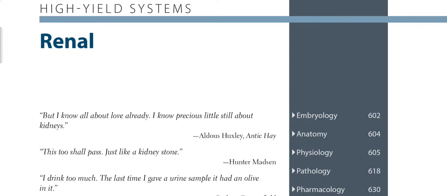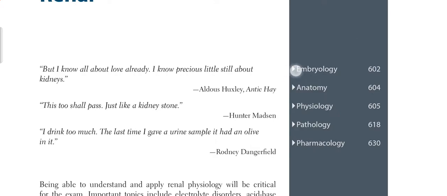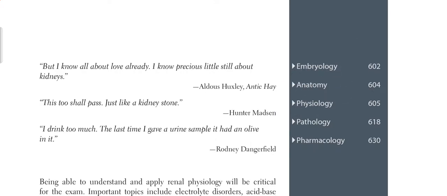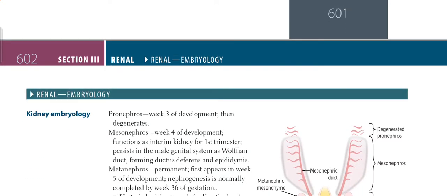Welcome back, guys. Today we're going to talk about the renal system. The renal system, as every system, is divided into embryology, anatomy, physiology, pathology, and pharmacology. Today we're going to start by talking about the embryology.